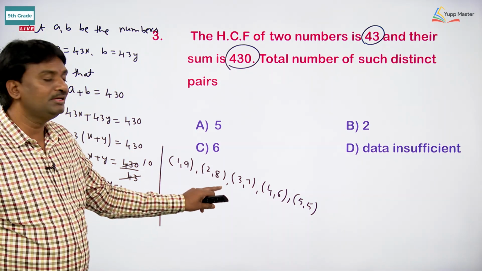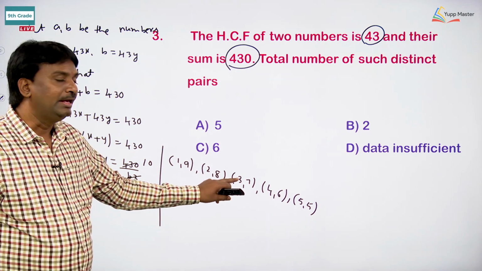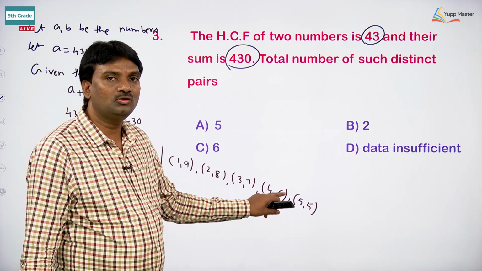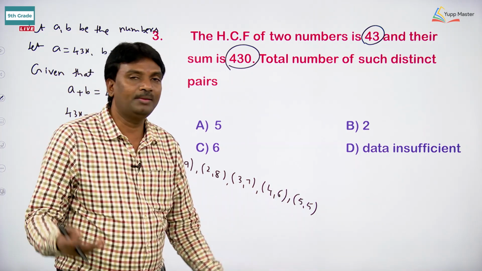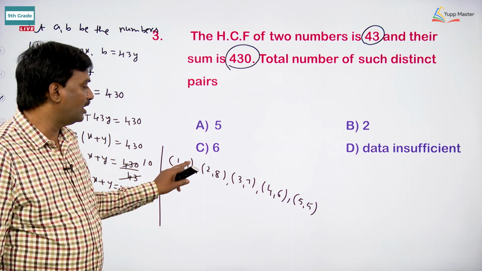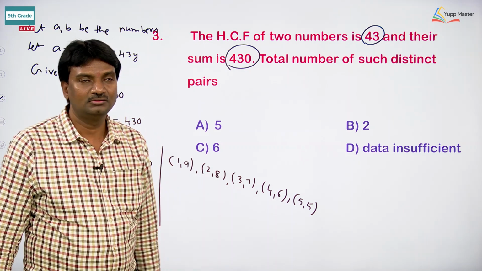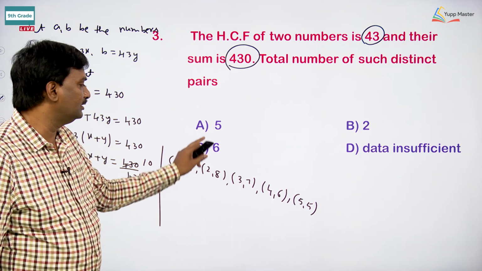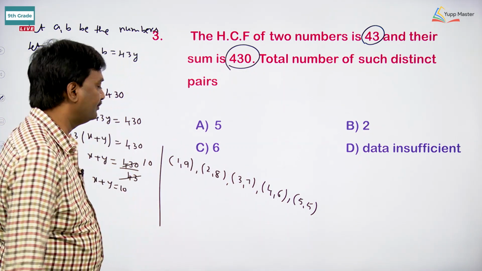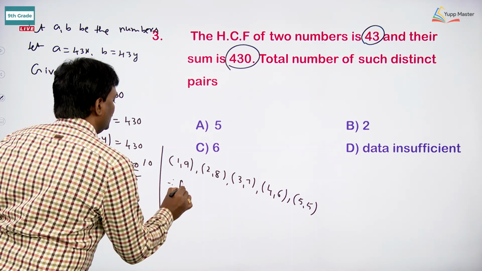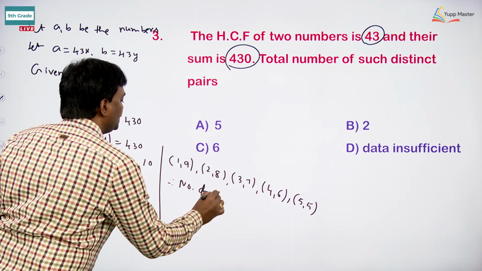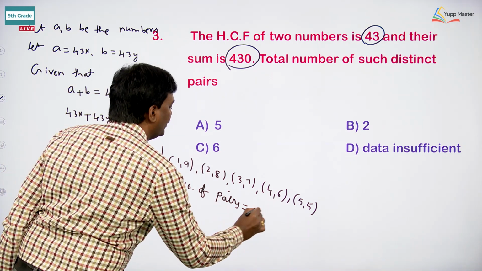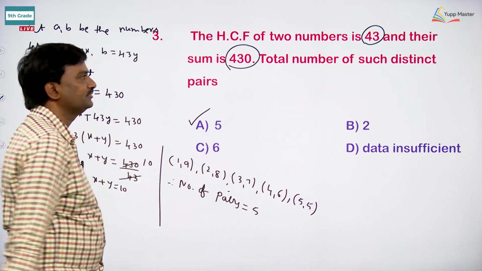Here also 2 plus 8 equal to 10, 8 plus 2 is also 10. Here 3 plus 7 equal to 10 and 7 plus 3 equal to 10. Here 4 plus 6 equal to 10 and 6 plus 4 is also 10. 5 plus 5 is 10. So the number of pairs is 1, 2, 3, 4, 5. Total number of such distinct pairs is 5. So we can take option A as the correct option.